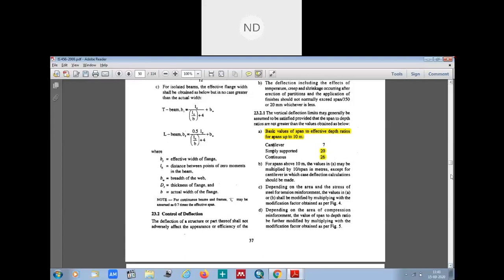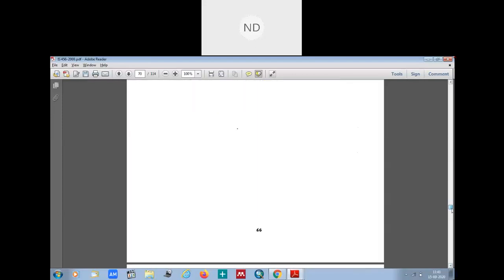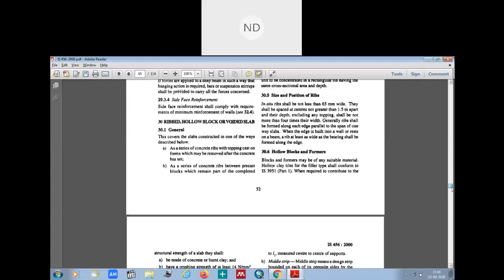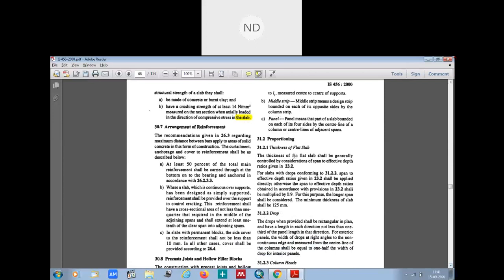So again, if we go back to page number 53 of the IS code, here we have come back to this clause: the thickness of the flat slab shall be generally controlled by considerations of span to effective depth ratio given in clause number 23.2. Okay, so 23.2 we got the values of span to depth ratio.